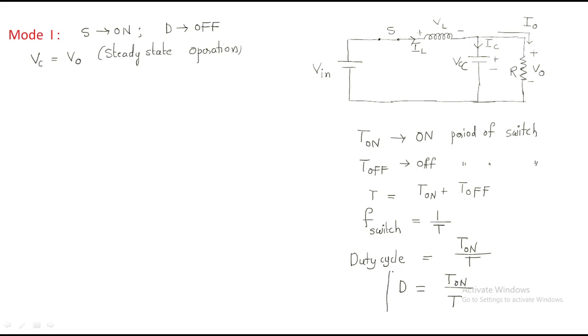This is useful to understand the choppers. Simple thing: the duty cycle is nothing but the ratio of on time to total time.